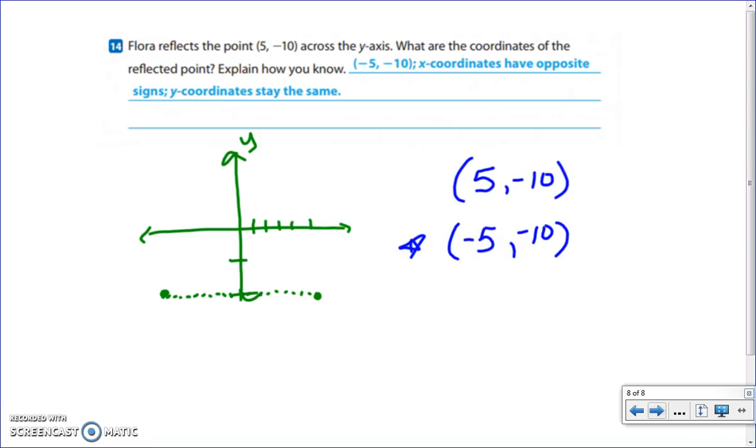Okay, so if I'm going to the left, I'll have to go this way instead of to the right. That means my x-coordinate will be the opposite. My y-coordinate will not change at all. Okay, so you can always visualize it if you prefer.